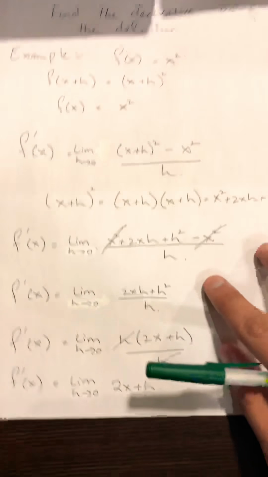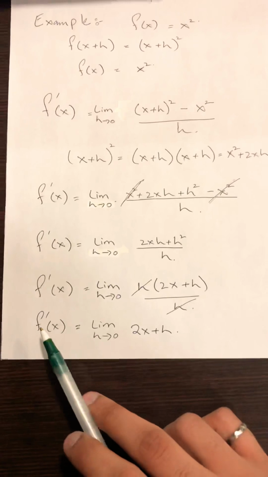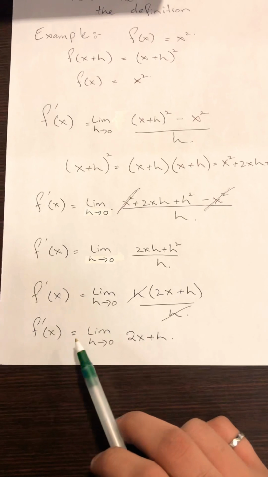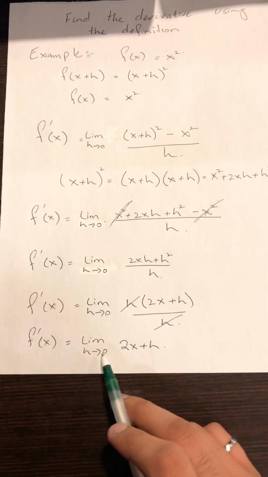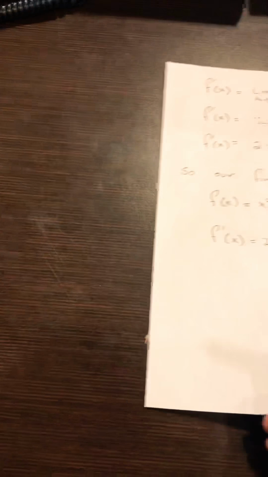So we have f prime of x is equal to the limit as h approaches 0 of 2x plus h. So we'll be left with something like this.